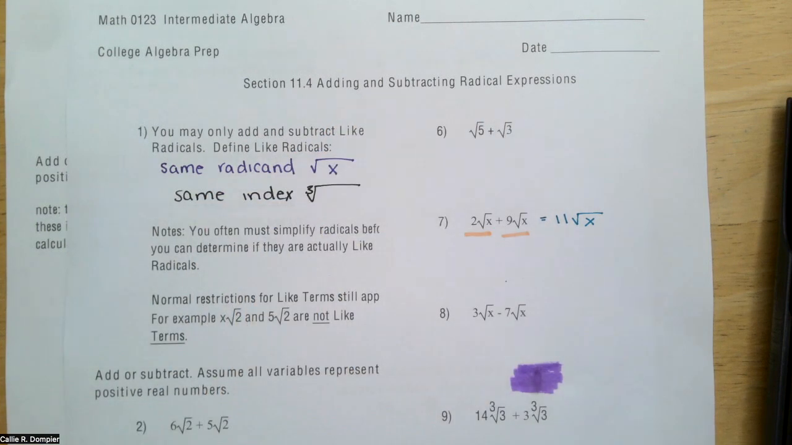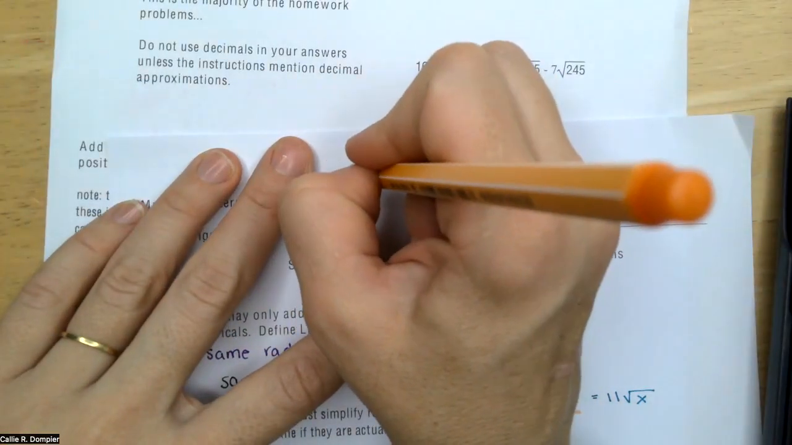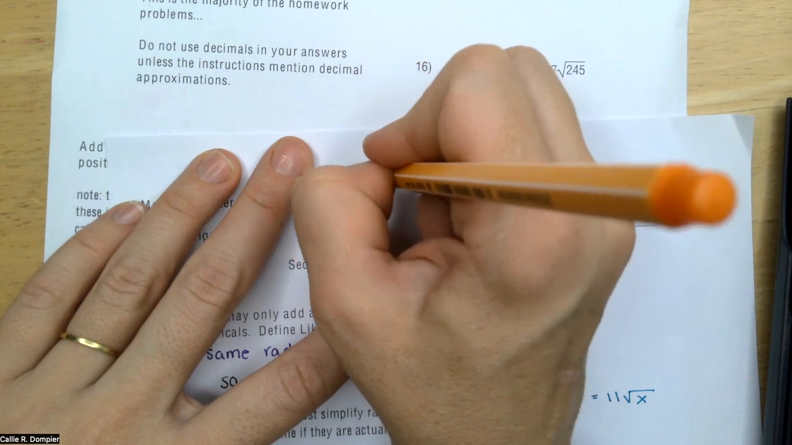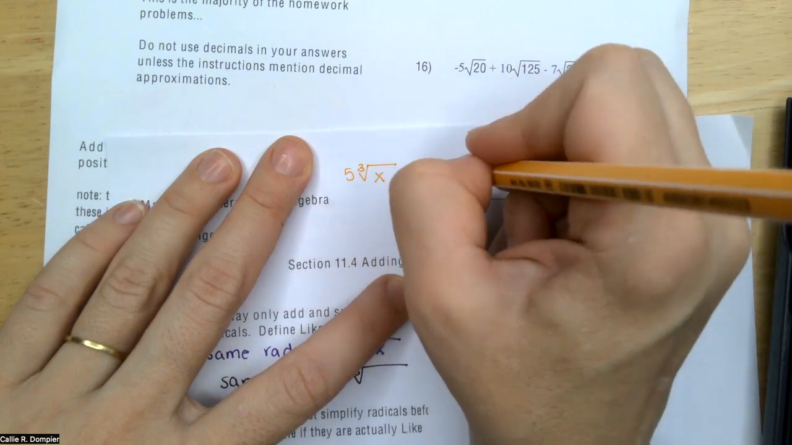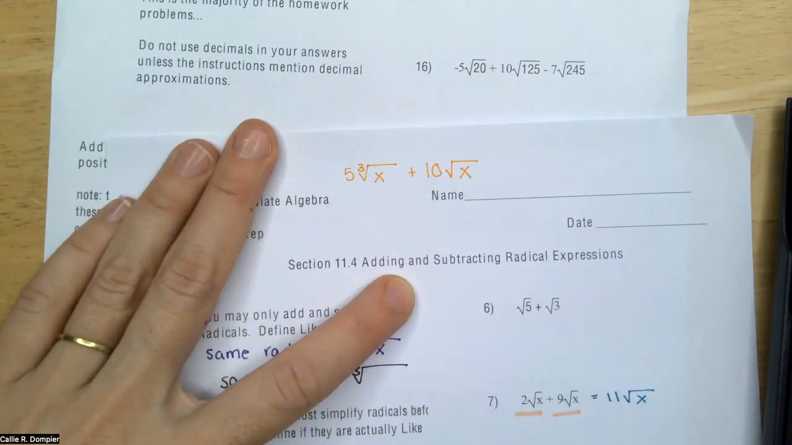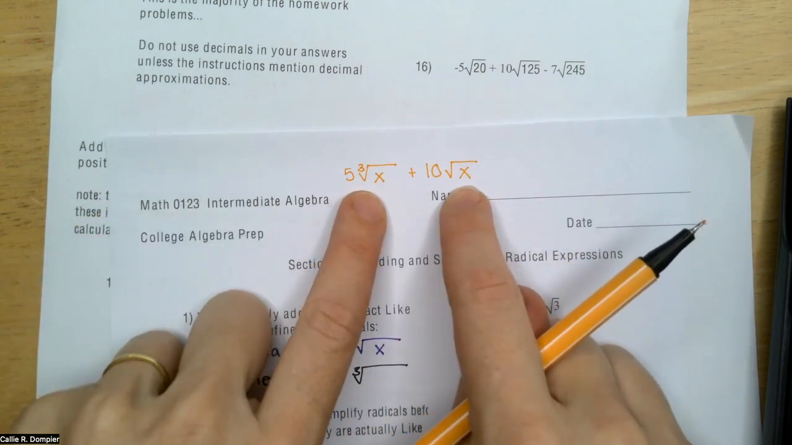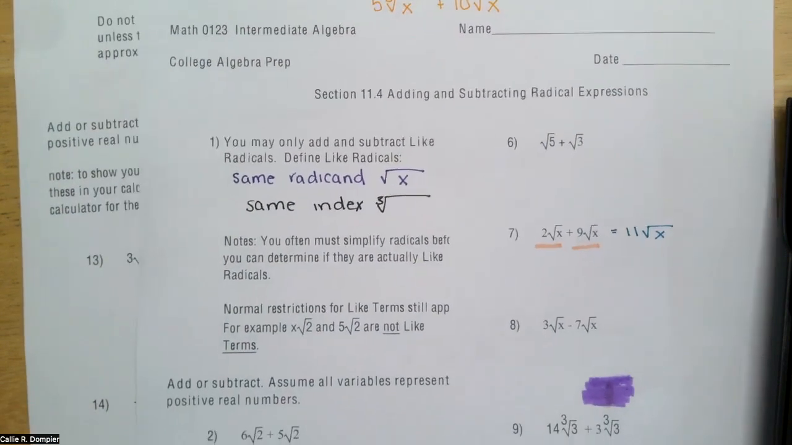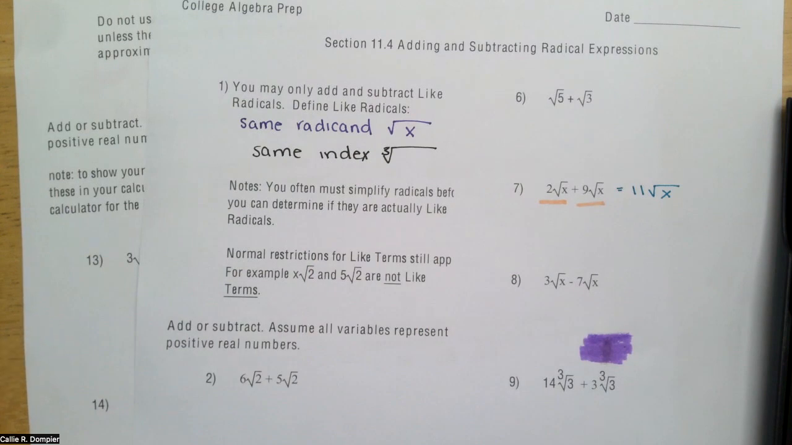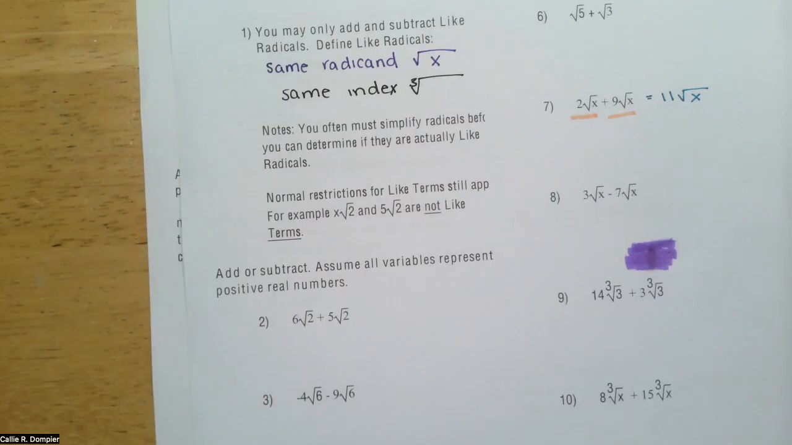Exact same radicand and same index. For example, 5 cubed root x and 10 square root x are not like radicals because they do not have the same index, even though they have the same radicand. You need to have the same index and the same radicand. You often must simplify radicals before you can determine if they're actually like radicals. So you want to get them into their simplest form before trying to add or subtract them.